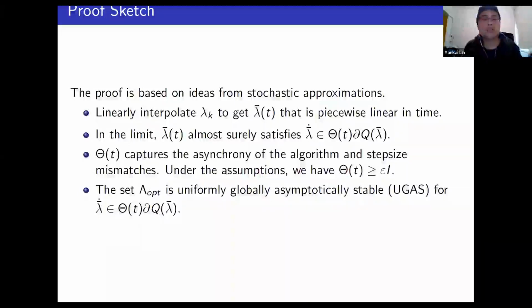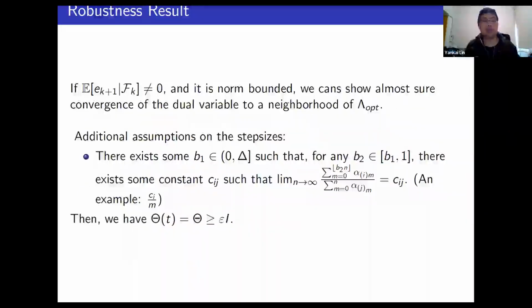Since we show that in the limit, the interpolated trajectories follow this differential inclusion, you may expect that the discrete samples lambda k also converge to lambda opt, which is UGAS. So that's the result that stochastic approximation tells us. So that's how we prove the result.